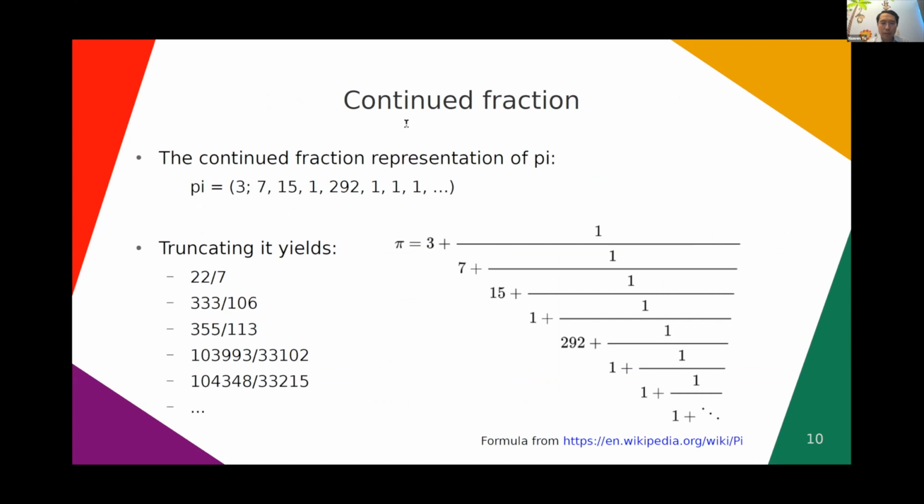There is also the so-called continued fraction representation of pi. So this formula is taken from Wikipedia. What we see is that it has a very regular structure, and these series of numbers together with the structure essentially defines this continued fraction, right? So the Wikipedia page says truncating it should give us these numbers.